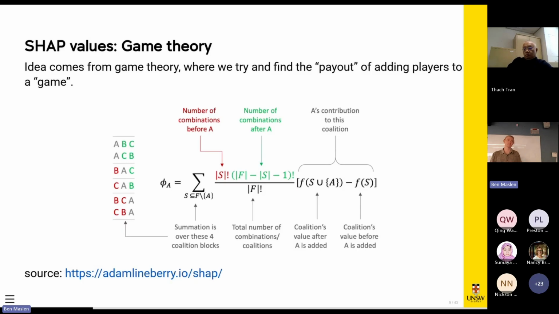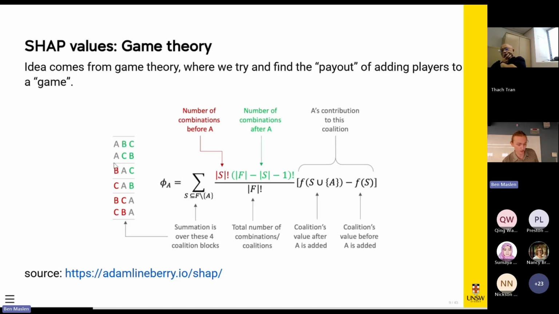Well, there are six different ways. First, A can join the game, then B can join, then C can join. Or A can join, then C can join, and then B can join, and so on and so forth. What we're mostly interested in is A's contribution to the game. Although there are 6 different combinations of how the game can be formed, there are only 4 unique combinations of how A gets added into the game.